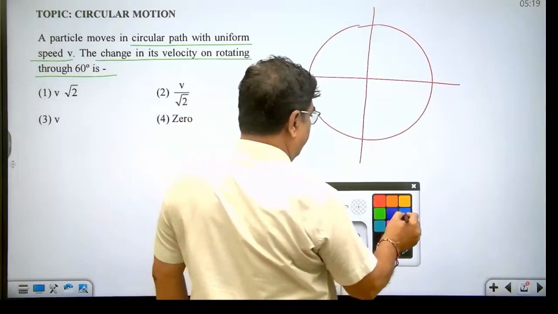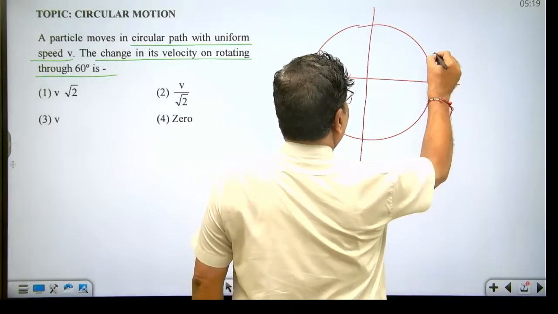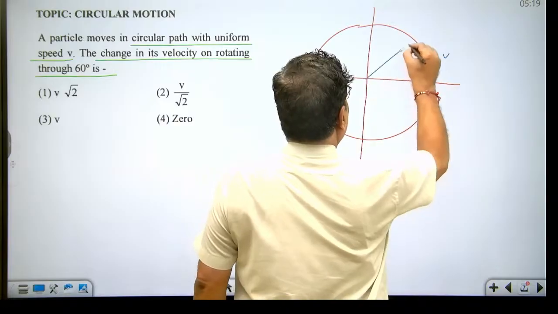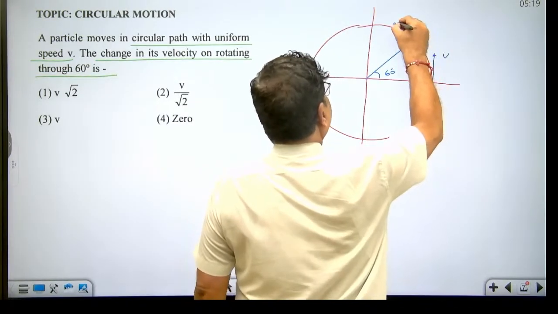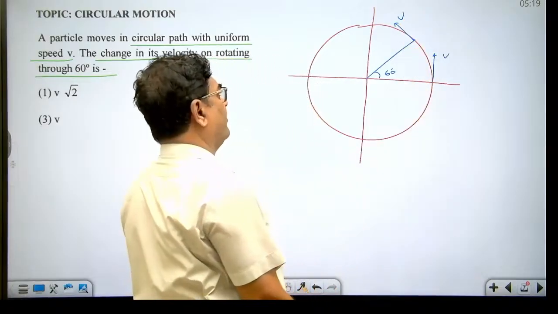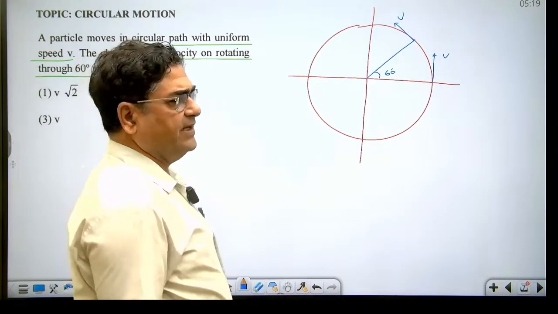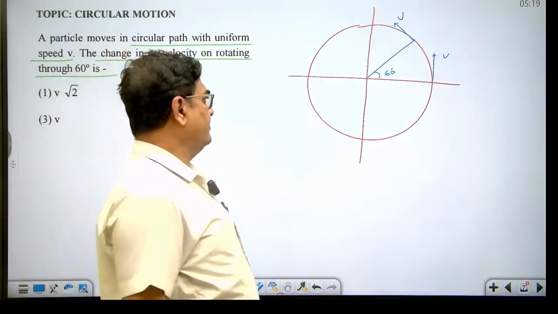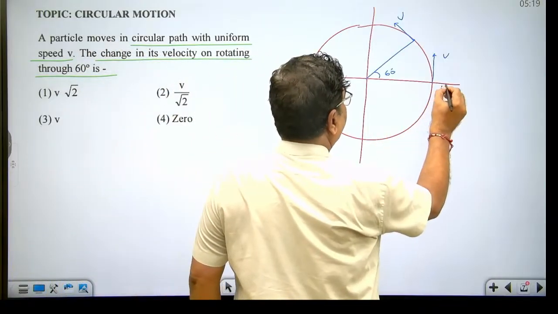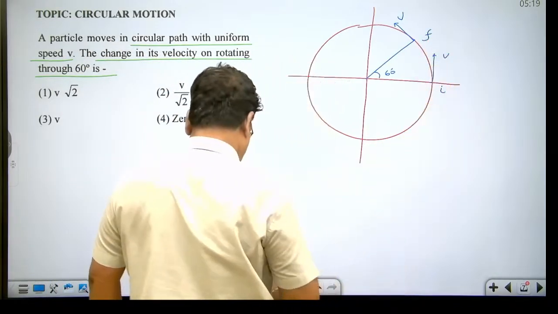If we start the journey from here, this is v. Let us say this angle is 60 degrees. V always remains tangential. So this is v. Now we have to determine the change in velocity. What is the meaning of change in velocity? Final velocity minus initial velocity. So this is the initial point and this is the final point.